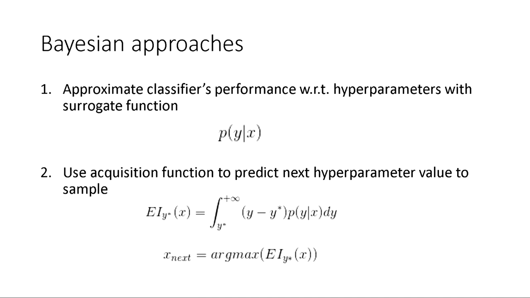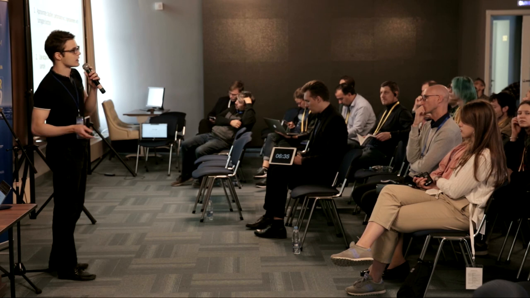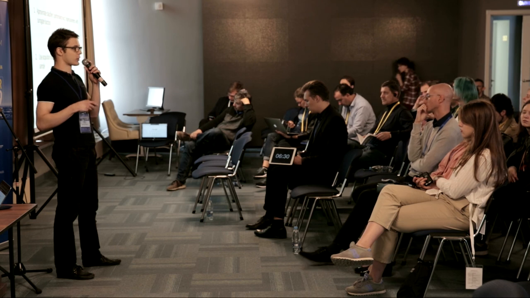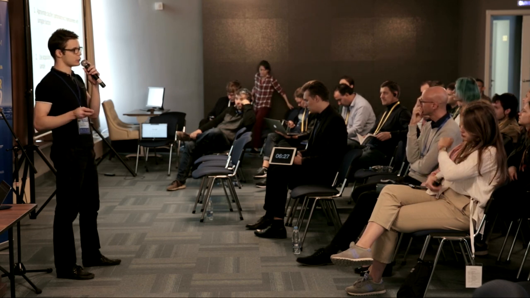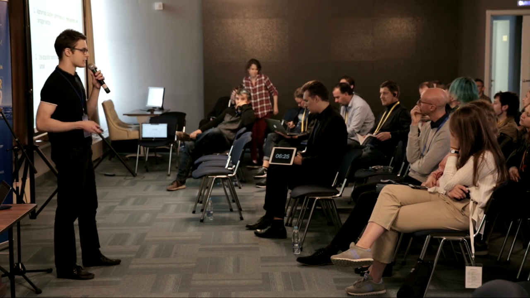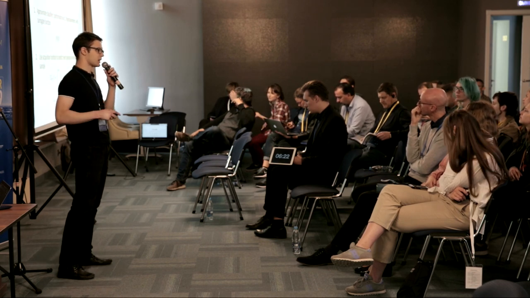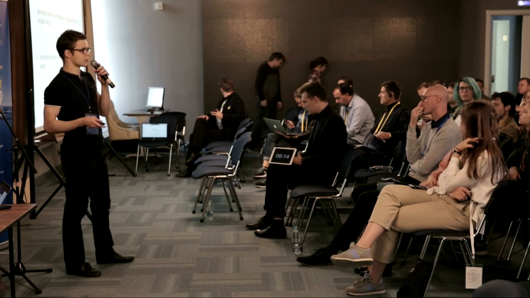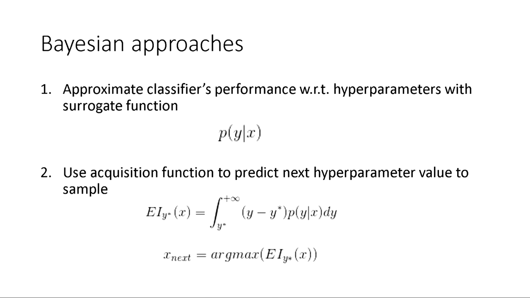And most of these approaches use a so-called acquisition function. There you see one of the examples of these acquisition functions. It's called expected improvement. This function shows which improvement you can get if you try some new hyperparameter value x. And if you maximize this function with respect to x, you will get the value of hyperparameters that will give you an improvement if you use it next time.